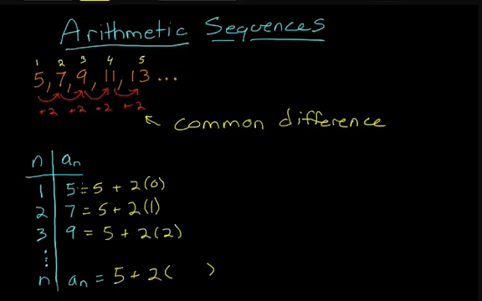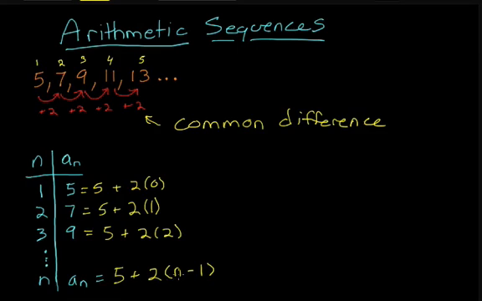So let's analyze the relationship between the number of times we're adding the common difference and the value of n, the term number. So if in the first term we're adding the common difference 0 times, second term we're adding the common difference 1 time, the third term we're adding the common difference 2 times, so it seems like we're always adding the common difference 1 less time than the term number. So how would we write 1 less than the term number? Well, we write the term number and then we subtract 1 from it.